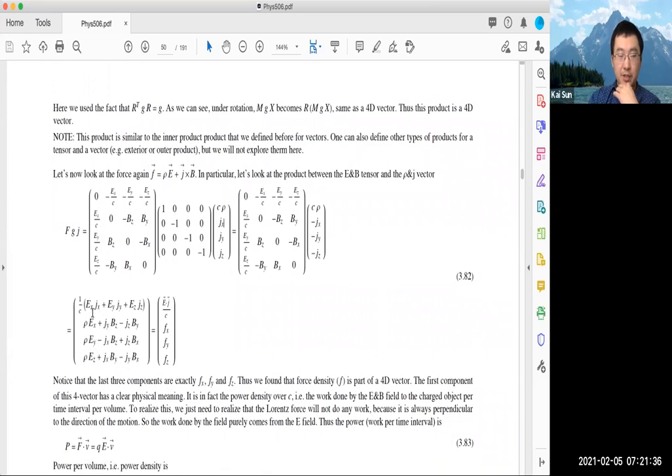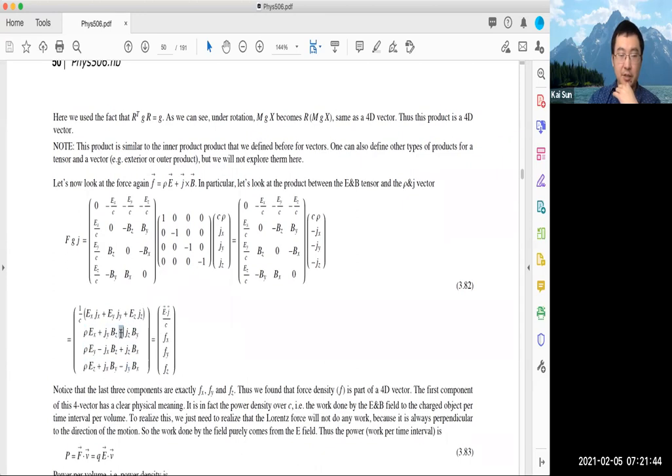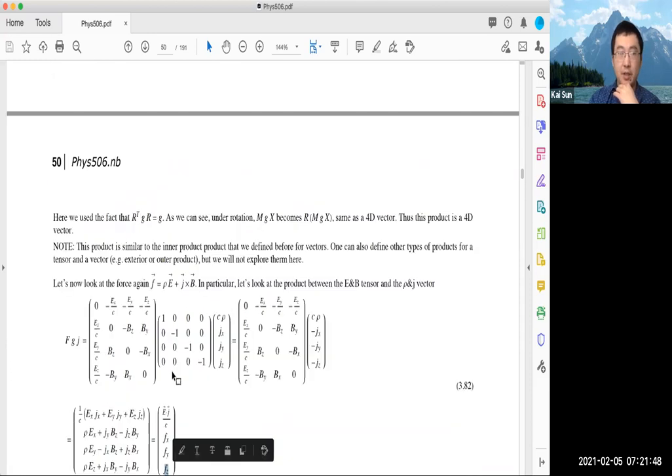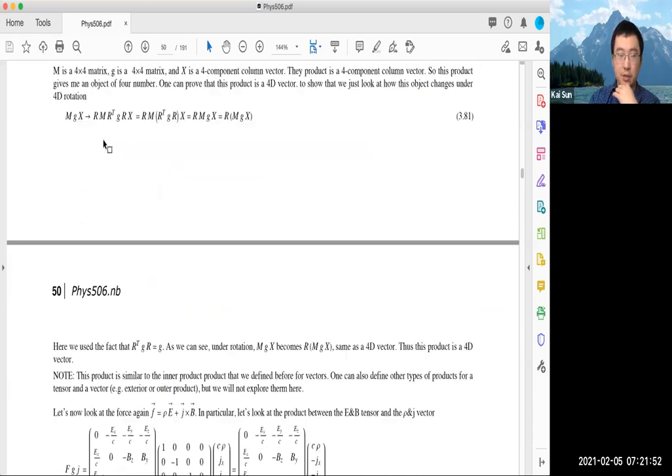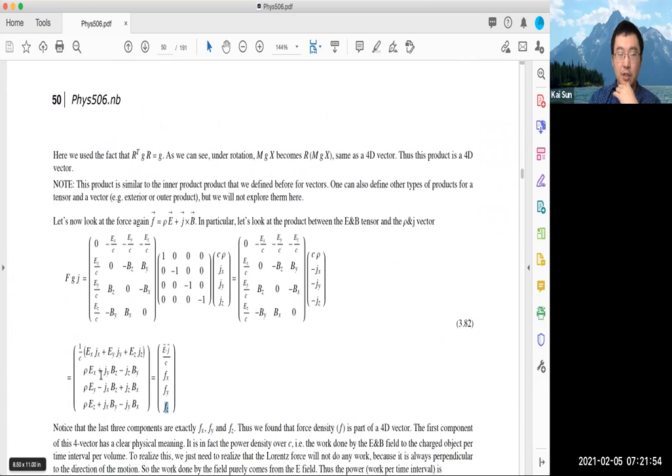And if we massage this column vector together a little bit, let's just look at the last 3 components first. These last 3 components are precisely force density along X, force density along Y, force density along Z. If we remember, force density is this, and compare this result with what we have here, these last 3 components are Fx, Fy, and Fz.